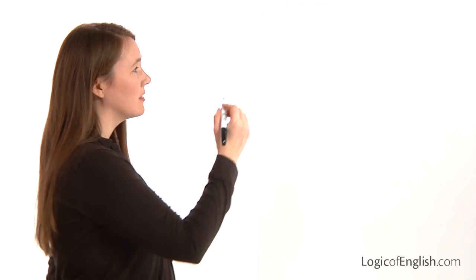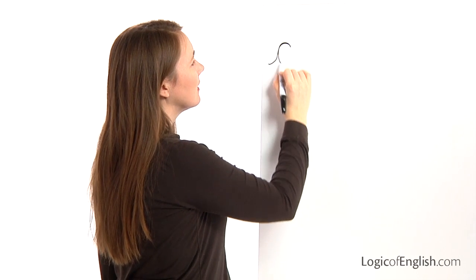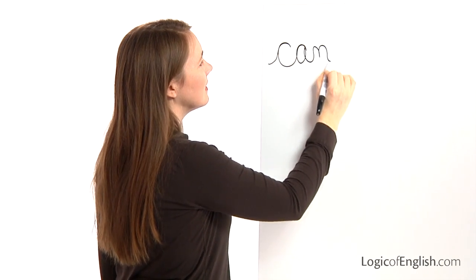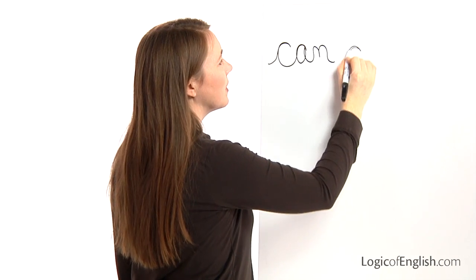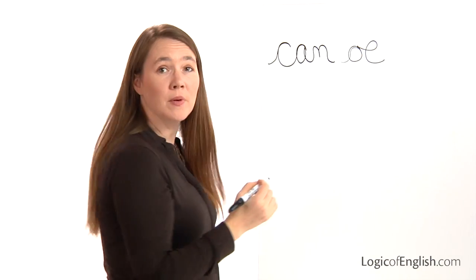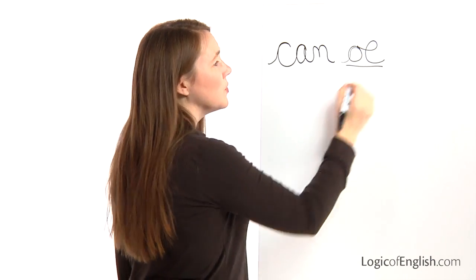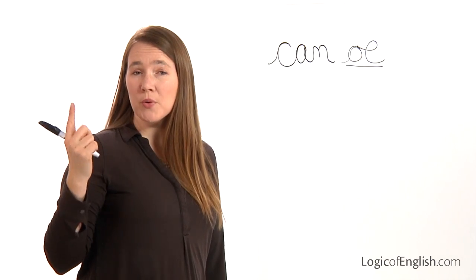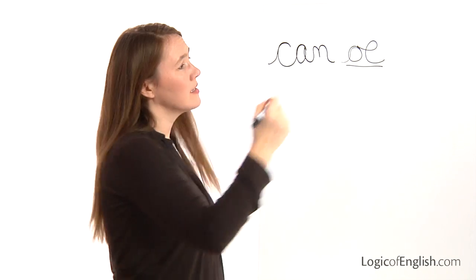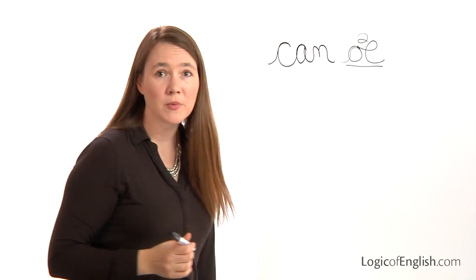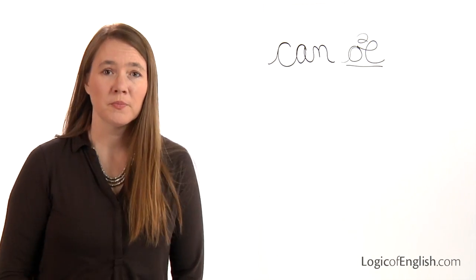And now help me to write it. The first syllable is can, k, a, n. And the second syllable is oo. And how will we mark it? We'll underline the oo. And what sound of o-oo is this? It's the second, so we'll put a 2 over it to remember that it's saying its second sound, oo.